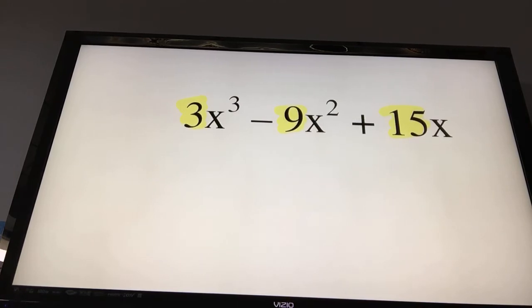All right, common number to 3 and 9 and 15. 3. They all have x. I have an x to the 1, an x to the second, and an x to the third. So what's common? Just an x. All have at least one, so that comes out.